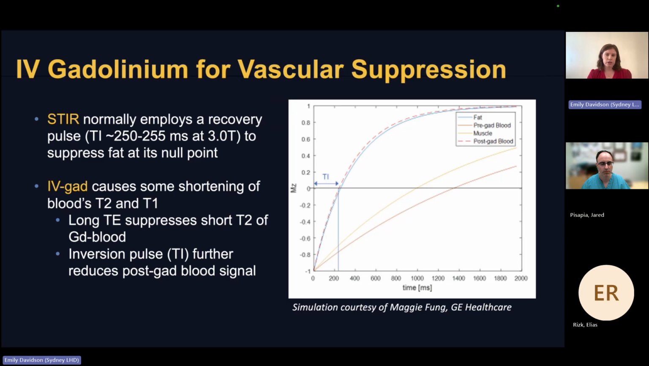For those that are interested, the gadolinium shortens the signal in blood, and when we perform our sequences to null or suppress out the fat, the blood goes along with that, and so it gets suppressed in the images.